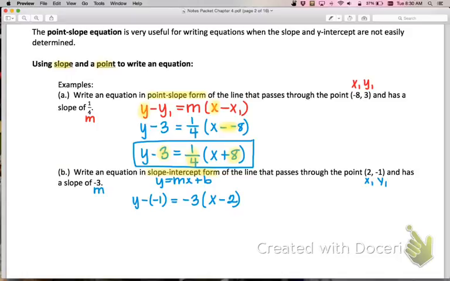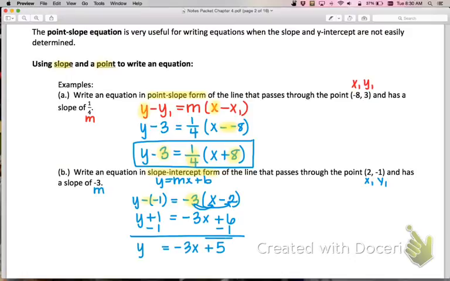But this time, we're not done because we want to change this to y equals mx plus b, which means I need to move stuff around and get y by itself. So I'm going to do two things in this next step. I'm going to fix my double sign, and I'm going to distribute my -3. So I get y plus 1 equals -3 times x, which is -3x, and -3 times -2, which is positive 6. The last thing I need to do to get y by itself is to subtract 1. And so now I have y equals -3x plus 5.